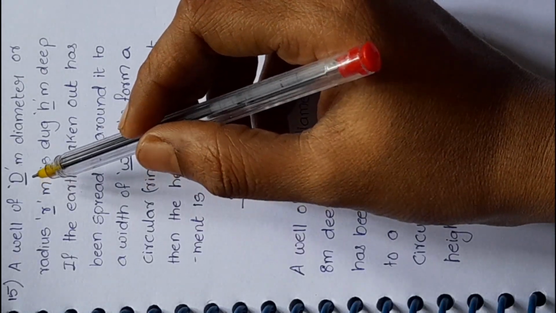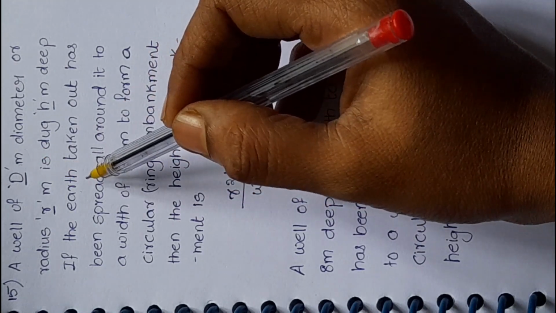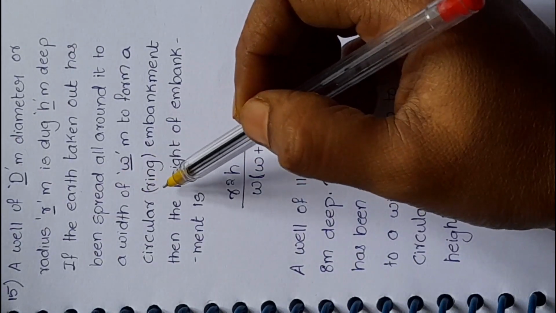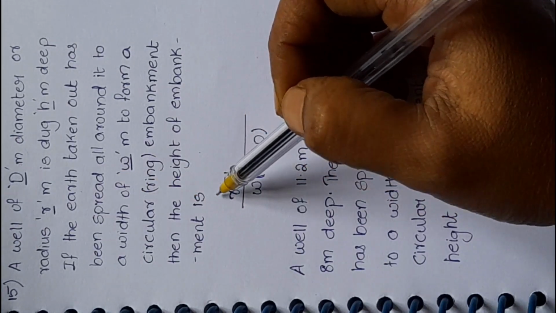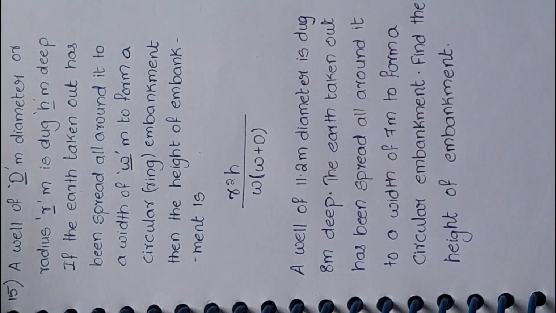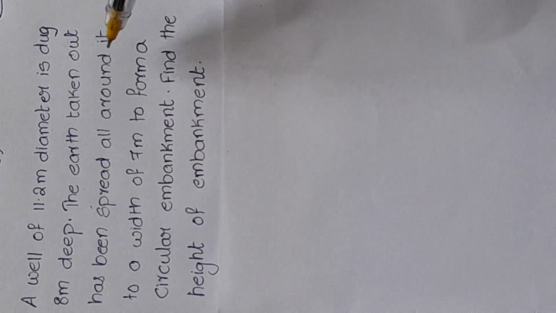15th question. A well of d meters diameter or r meters radius is dug h meters deep. If the earth taken out has been spread all over it to a width of w meters to form a circular ring or embankment, then the height of the embankment is given by r square into h by w into w plus d. Let us see question number 15. A well of 11.2 meters diameter is dug out 8 meters deep. The earth taken out has been spread all around it to a width of 7 meters to form a circular embankment. Find the height of the embankment.